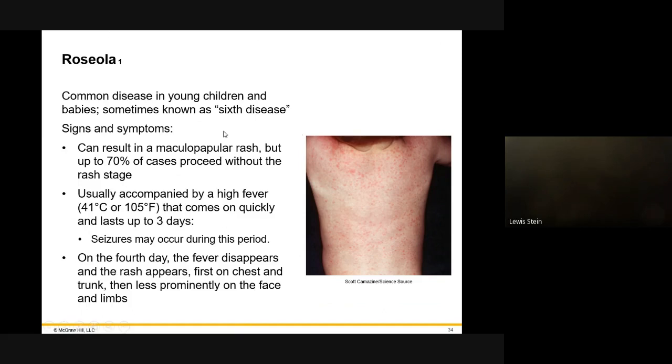So, sixth disease, six on the list: high fever, then the rash, which typically occurs after the fever breaks. So you think your kids are going to die. 104, 105. 104 isn't going to put a kid in the hospital, but it would put you and me in the hospital. 105, now you're really getting scared. Seizures, and then it disappears into the rash, on the chest and trunk, less prominently on the face. That was usually the tell. As the fever started to break, you always see the rash, and the pediatrician or family doc would go, roseola, we're okay. It's something all my kids had.